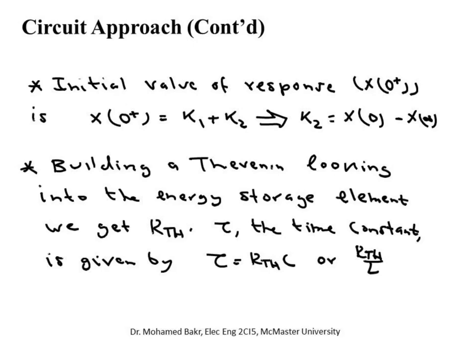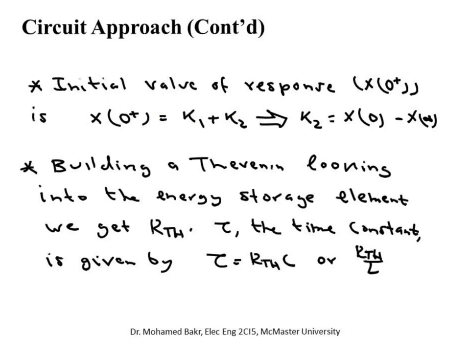Okay, how to find K2? Well, we need initial values. So in the beginning at time 0, we need the current of the inductor at time 0 or the voltage in the capacitor at time 0. X here may represent current in an inductor or voltage in a capacitor. So if you put t equal to 0, you get K1 plus K2 e to the power 0, which is 1. So K1 plus K2 is equal to x of 0 plus.